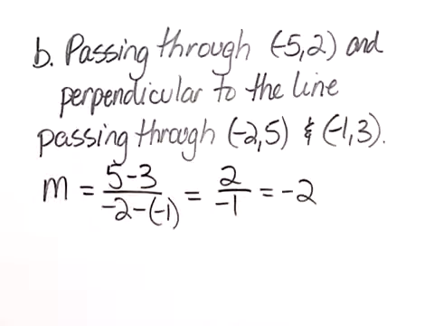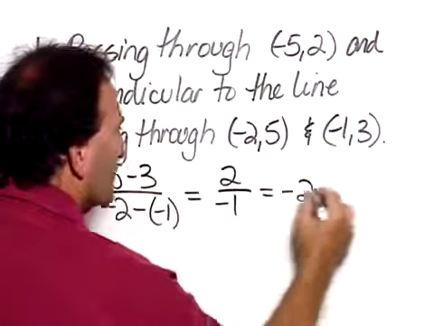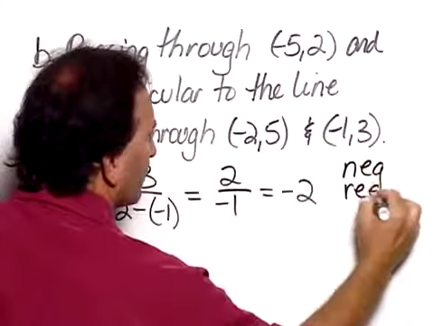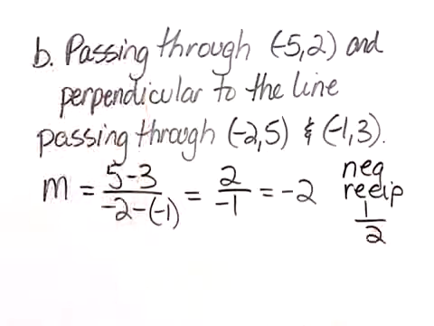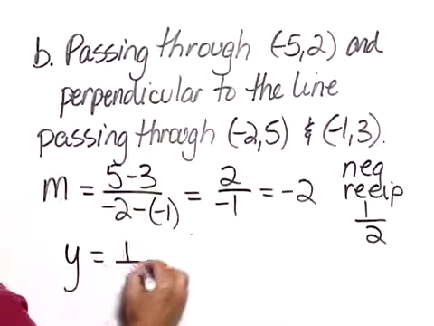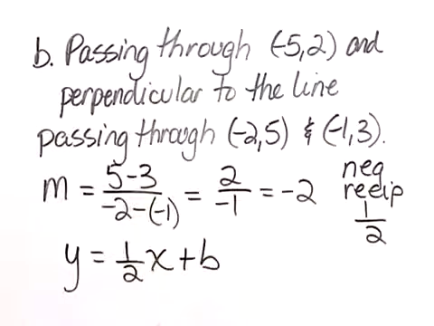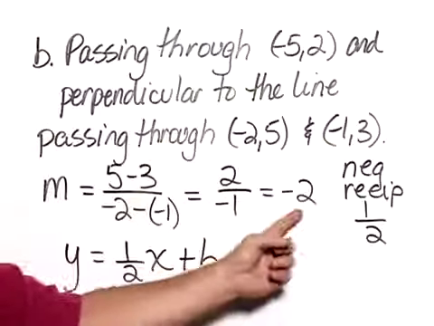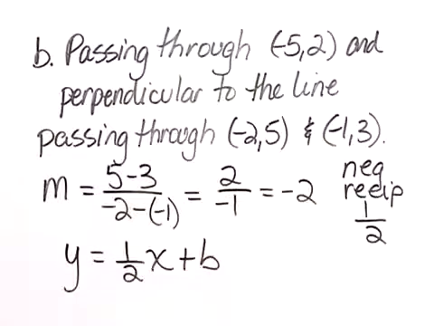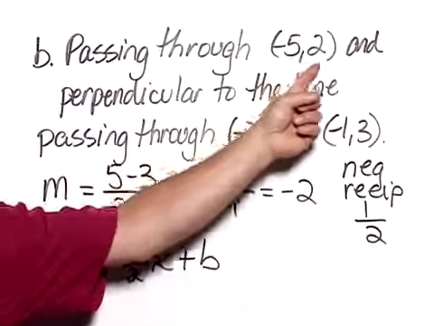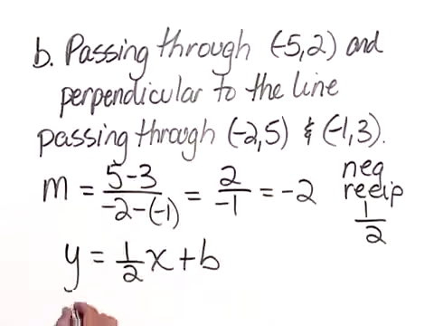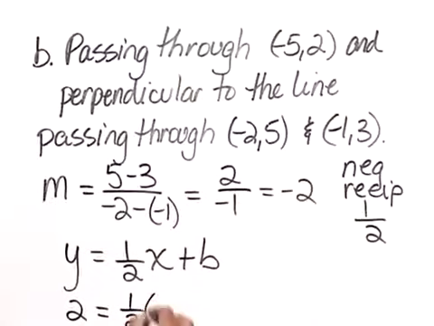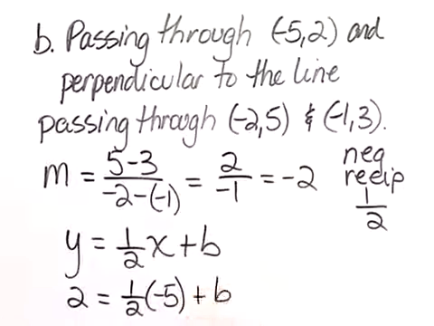Now the perpendicular slope would be the negative reciprocal. So that means it's 1/2. So we substitute that into y equals mx plus b, where m is the slope. And remember, it's the slope that's perpendicular to the slope of this line of -2, so the slope is positive 1/2. Now we substitute in -5 for x and 2 for y. So we have 2 equals 1/2 times -5 plus b.